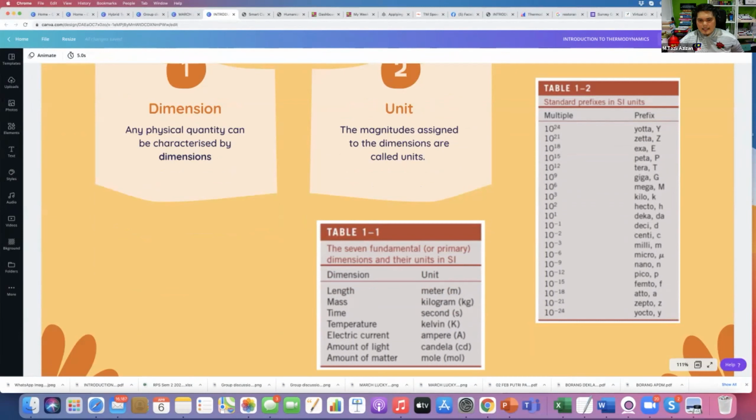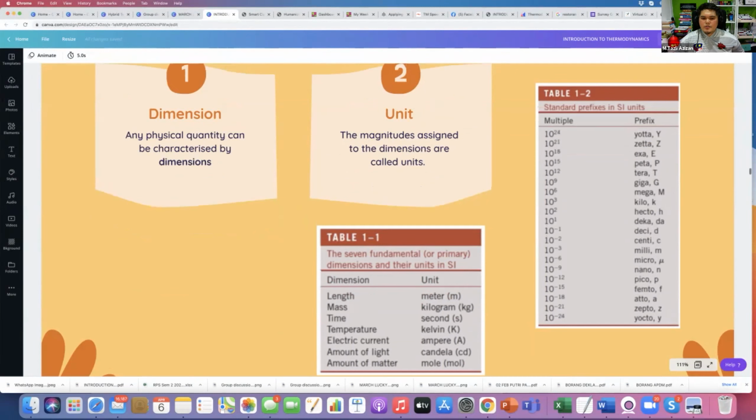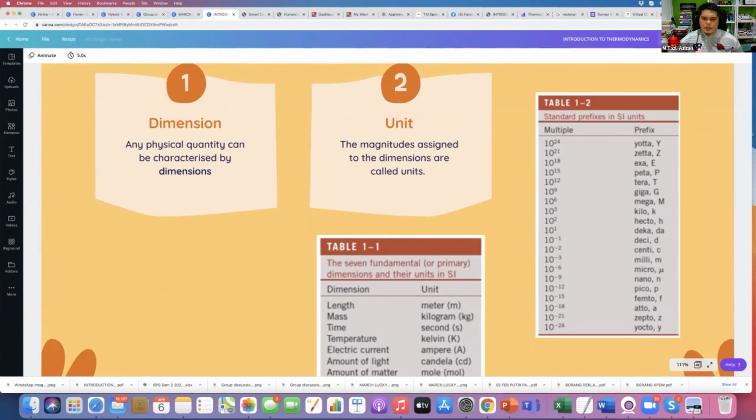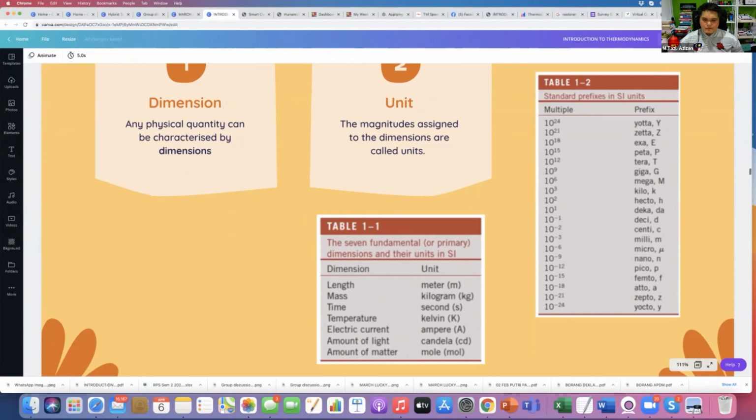Okay. And then there is what we call a unit. So unit is actually the magnitudes assigned to the dimension. For example, if you have length, then you have meter. If you have mass, there is a kilogram. Time, which is in second, minutes, and so on. And if let's say it's temperature, you have Kelvin, you have degrees Celsius, you have Rankine, you have Fahrenheit. And for example, electric current, you have ampere, and so on. So those are considered as unit.